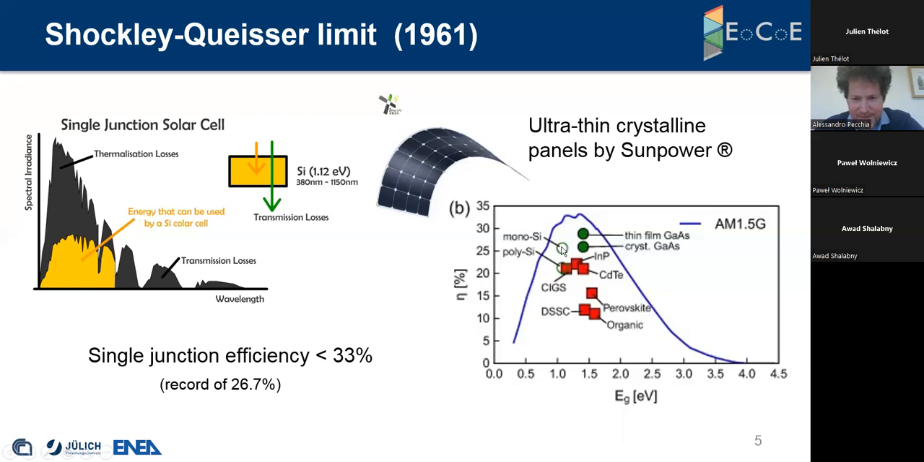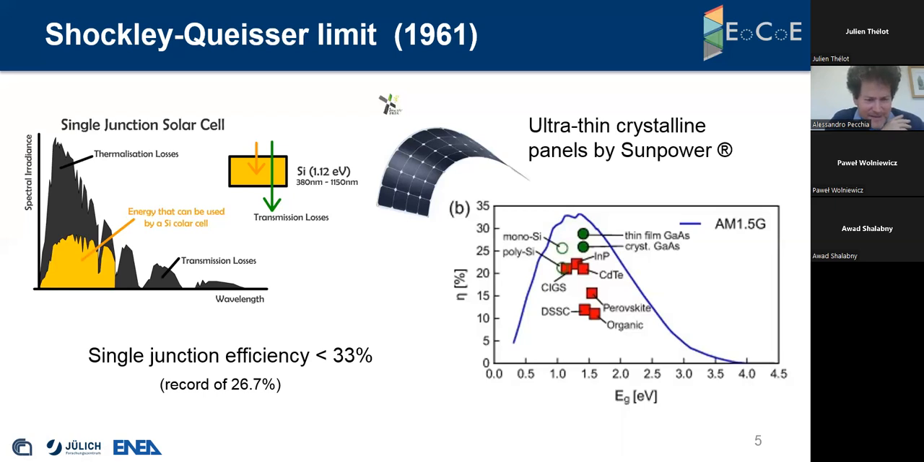And if you see this plot, it's interesting also, the efficiency depends on the gap. This is the power of the sun arriving at Earth. You have a typical black body radiation of a given temperature, but there is a lot of absorption from the atmosphere. So these voids are light that is absorbed by the atmosphere. Whatever comes down to the ground is more or less this standardized irradiance plot.